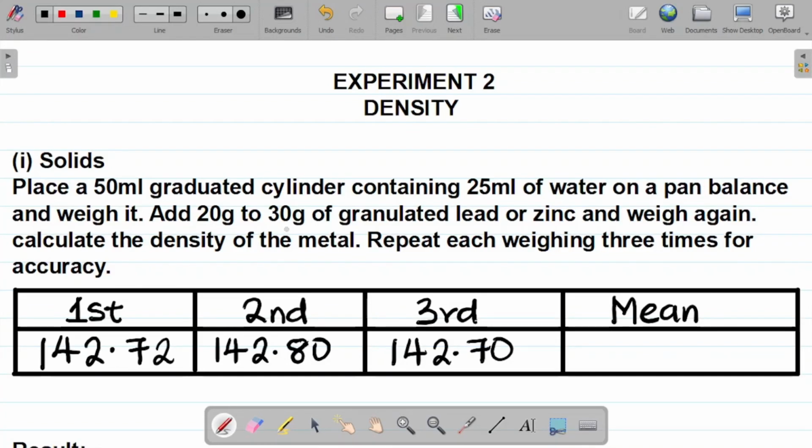For today's class, we'll be looking at the solution to experiment 2 of the chemistry practical manual. For this one, we're talking about density. Let's start with the first one. For the first one, we have to look for the density of solids.